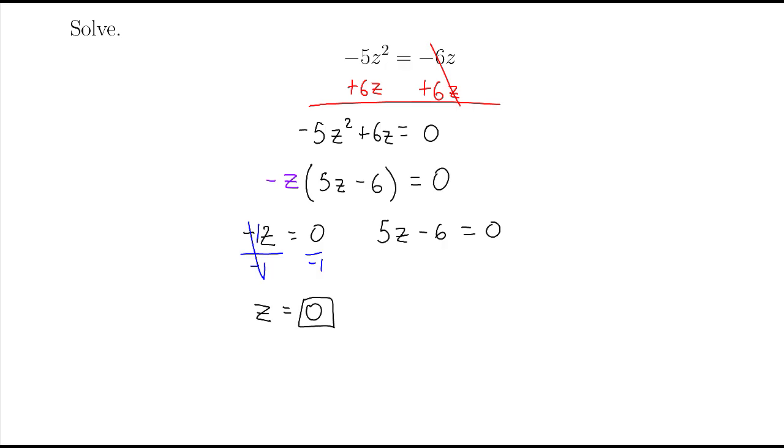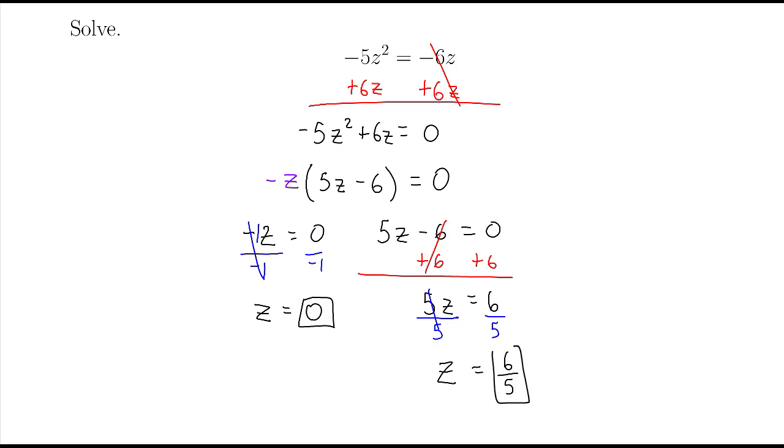For the other equation, I'm going to eliminate the constant term by adding 6 to both sides. I'm left with 5z equals 0 plus 6 is 6. I will divide both sides by 5. And I am left with, the 5's divide out, I'm left with z equals 6/5. So I have two solutions, 0 and 6/5.